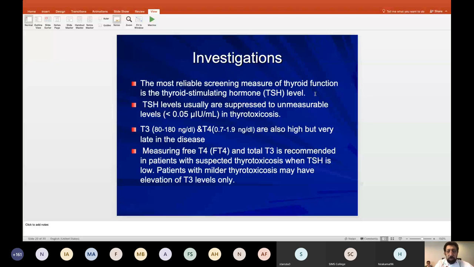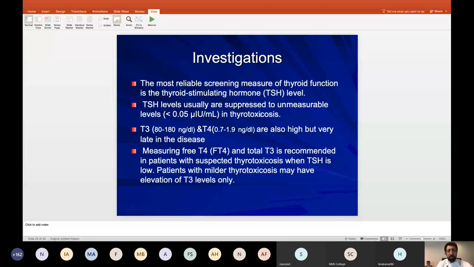So the more sensitive test is the TSH, because the first thing to be disturbed is the thyroid-stimulating hormone. When there is an excessive amount of thyroid function going on in the body, the thyroid-stimulating hormone levels are usually suppressed to unmeasurable levels. In thyrotoxicosis, usually it is less than 0.04 or 0.05 micro-international units per milliliter.